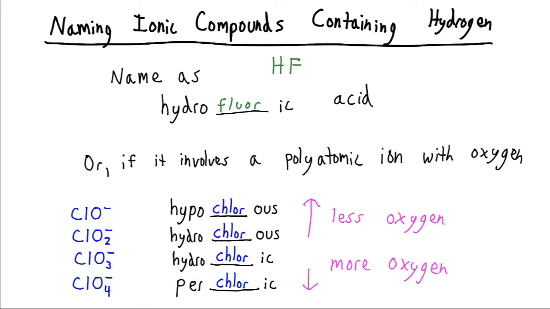Let's consider those varying chlorine polyatomic ions again. So we would have hydrochloric, which refers to the ClO3- case. And if we have an extra oxygen, it is perchloric acid. One less oxygen is hydrochlorous acid. And then finally, if we have just one oxygen, it becomes hypochlorous acid.